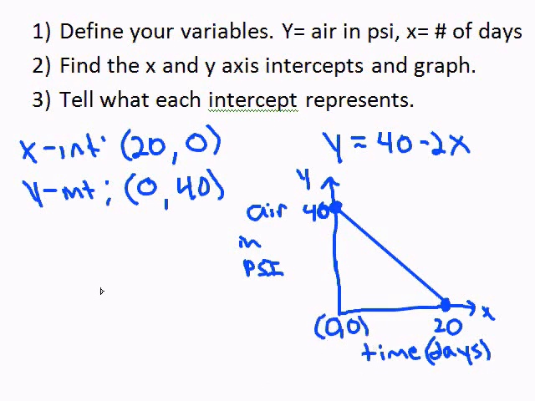And we're going to interpret the two intercepts. As I was talking through the problem, I interpreted for you that (0, 40) represents when the tire started off. So the y-intercept in this situation is the starting tire pressure.